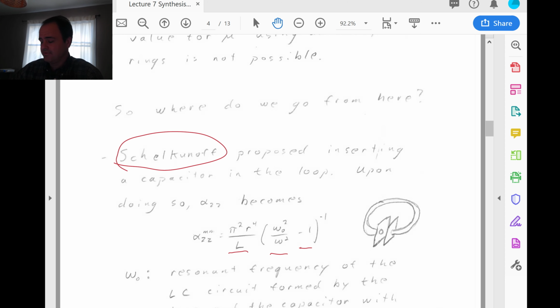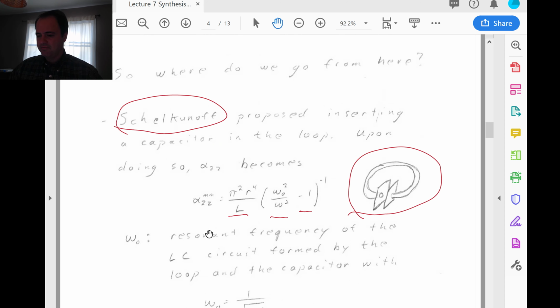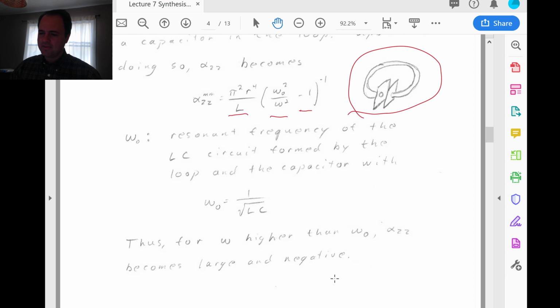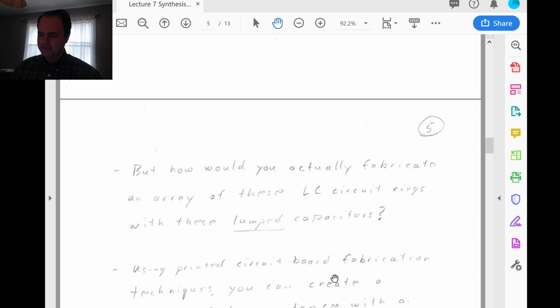Where omega naught is important, so this is basically what he said. Put a capacitor into the system and you're making it an LC circuit. And with an LC circuit, you have a resonant frequency that is equal to 1 over square root L over C. Thus for omega being slightly higher than omega naught, then alpha ZZ becomes large and negative. And so you can then get a negative magnetic permeability.